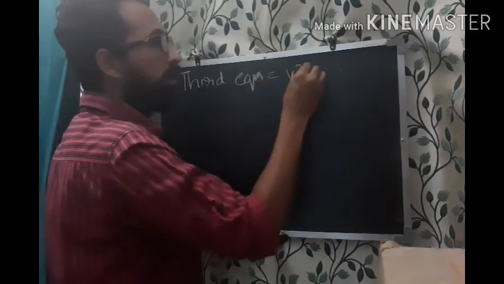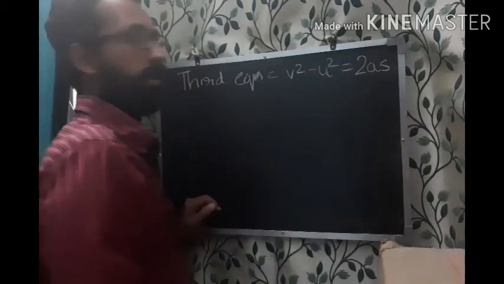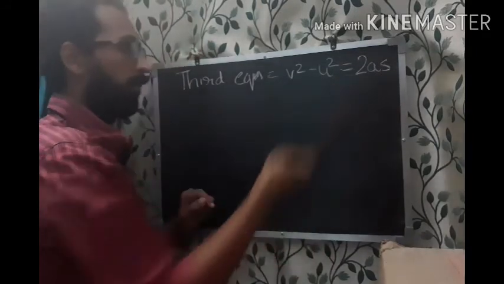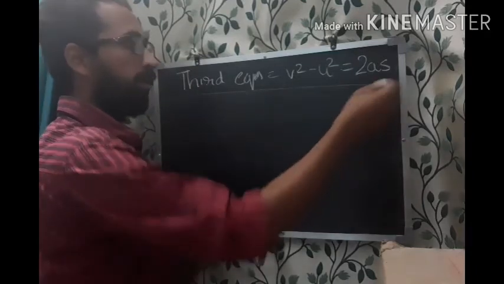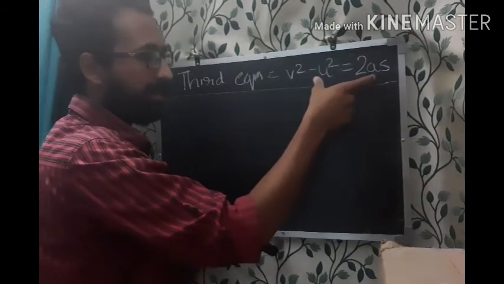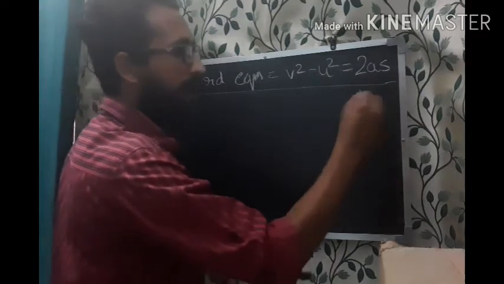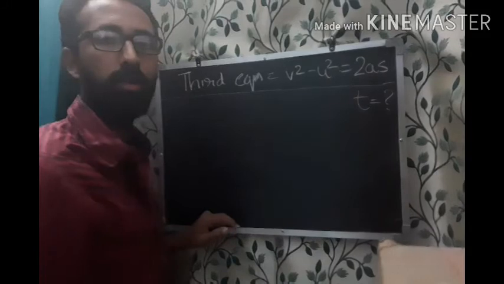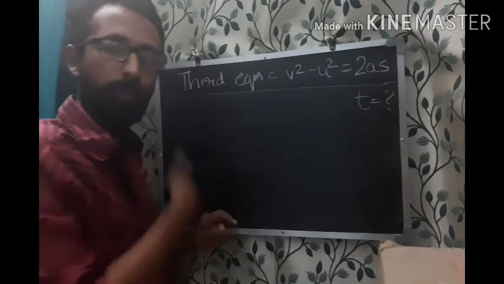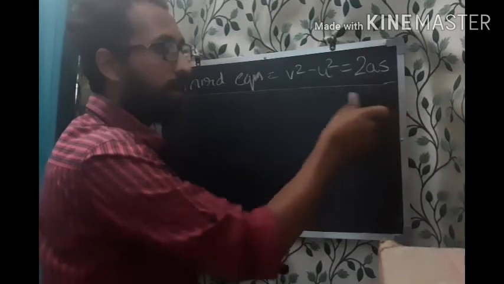is v square minus u square is equal to 2as. Here the values are the same: final velocity, initial velocity, acceleration and distance. To derive this equation, we will consider the first two equations. Now as you can see, there is no t here. The time is not included in this equation. So we use this equation whenever time is not given to us, or the question eliminates the factor of time.